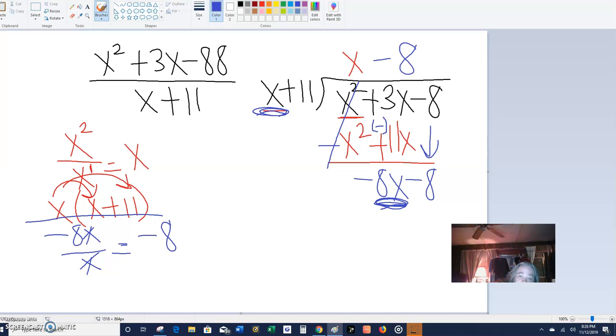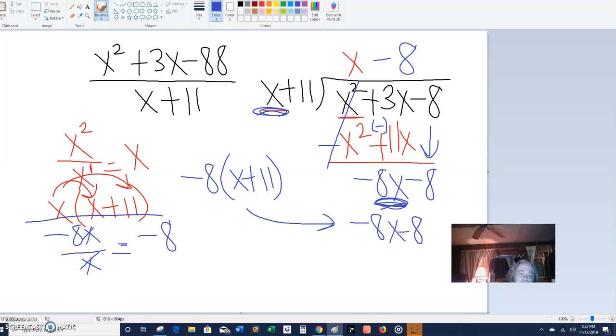The next step, you take negative 8 and multiply it times the entire divisor. So when we distribute or multiply negative 8 times the entire divisor, we get down here negative 8x minus 88. Oh, and let me correct myself. Under the long division sign, that should be negative 88 at the end. So I apologize for that mistake.